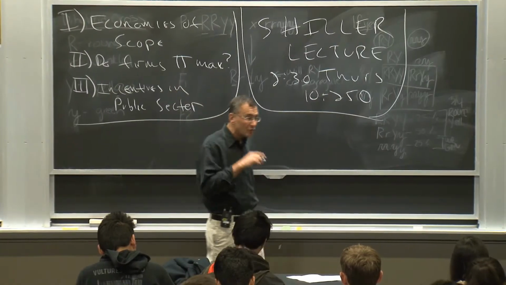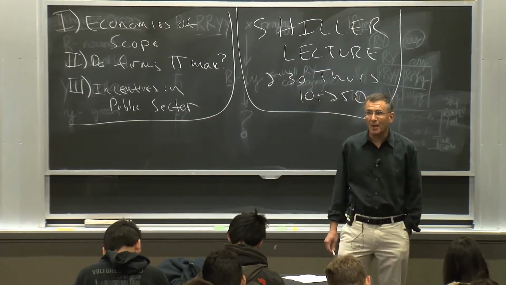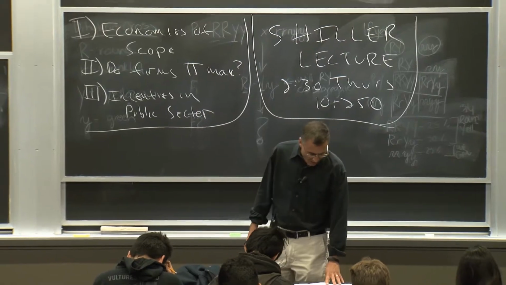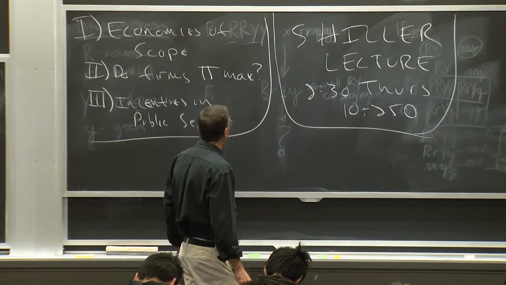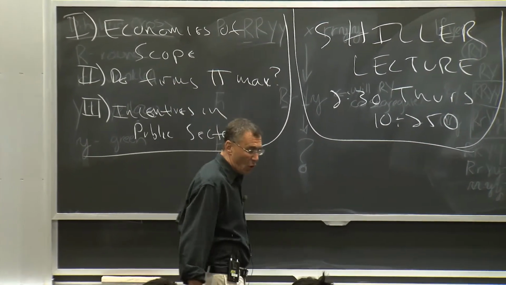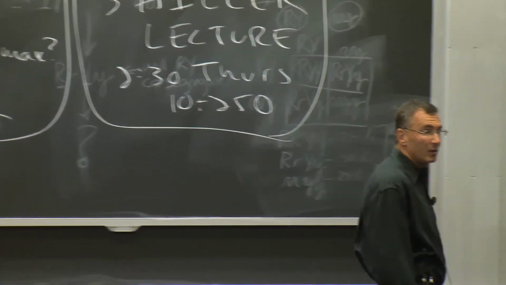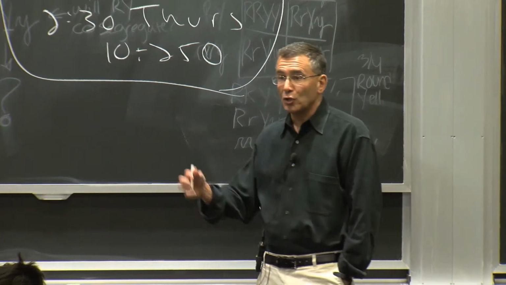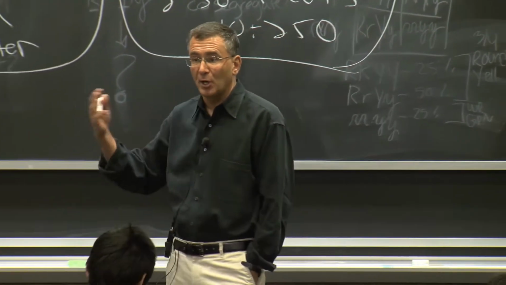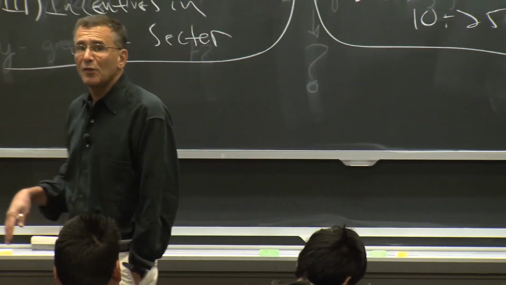Today we're going to start with a little bit of theory and then move on to some interesting reality. The theory we're going to talk about today is economies of scope. Now, we talked about economies of scale a couple lectures ago, and the notion of what happens if you double production or halve production, etc. Economies of scope are different.